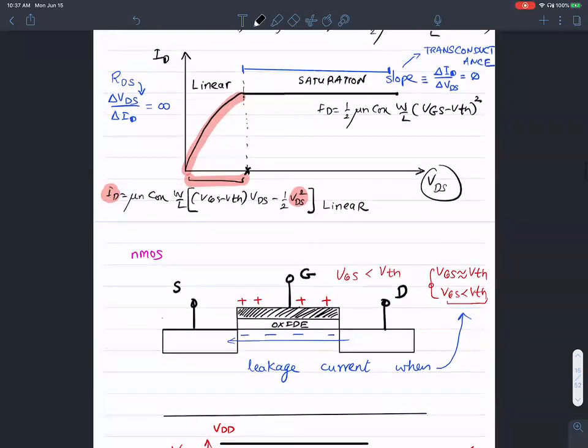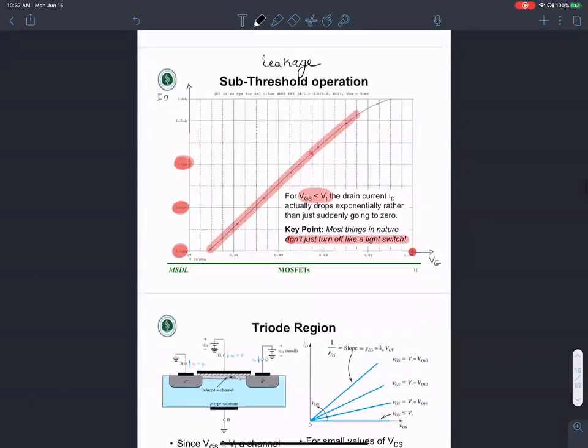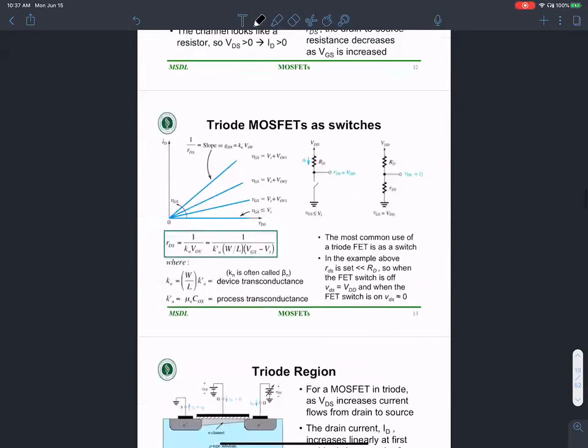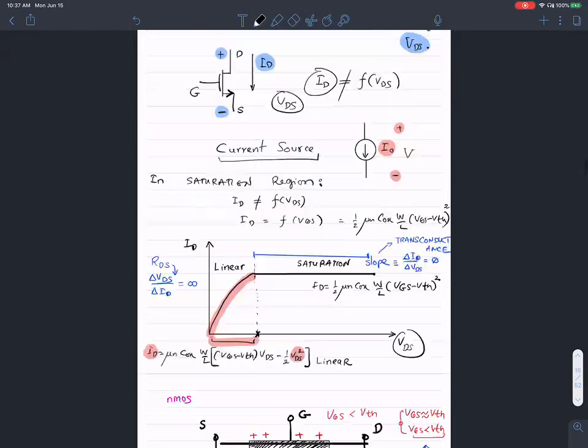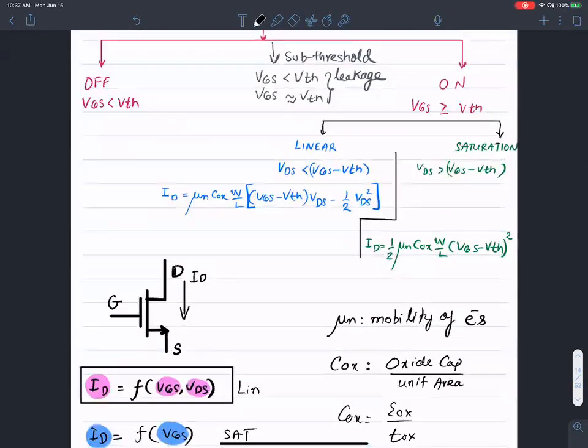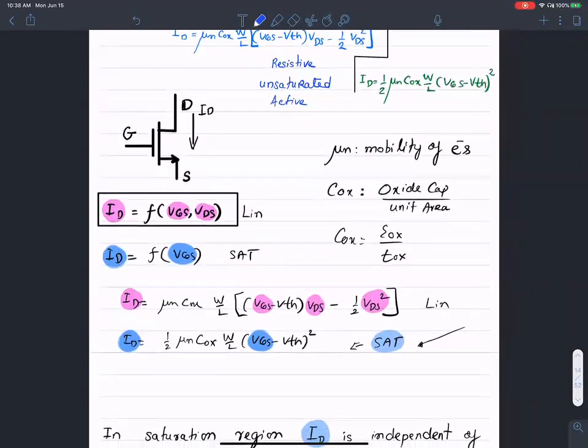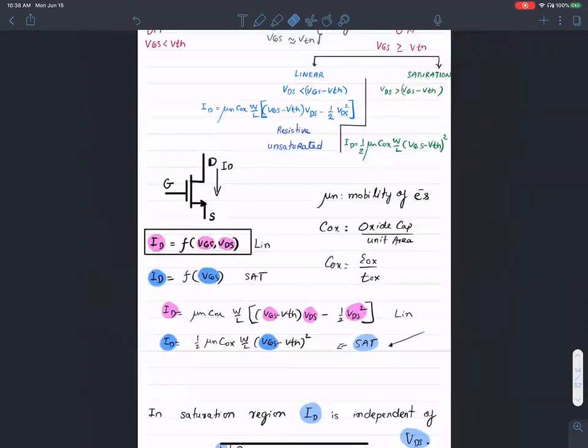Okay, so let's continue. Now, you can extend the same logic further, and then we can look at the triode region, linear region, so on and so forth. Do you remember I called this the linear region? It has a bunch of different names. The linear region is also called a resistive region, unsaturated, maybe active. Active region is mostly used in BJTs, less so in MOSFETs. Resistive region is what we like to call it, and mostly saturation is where we like to operate.